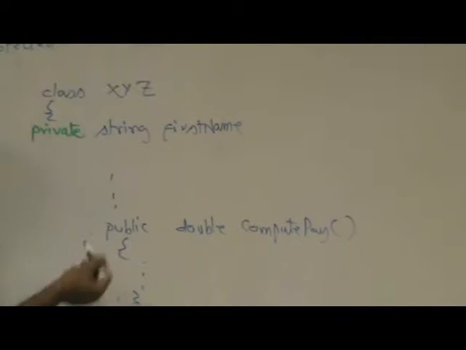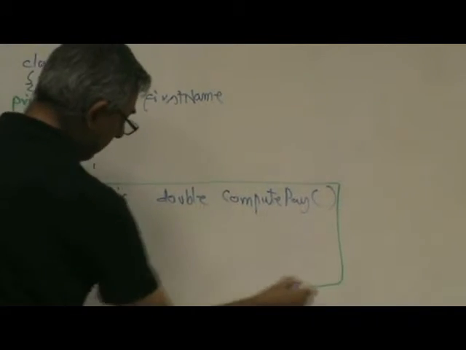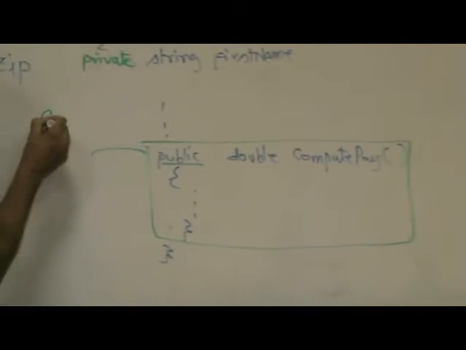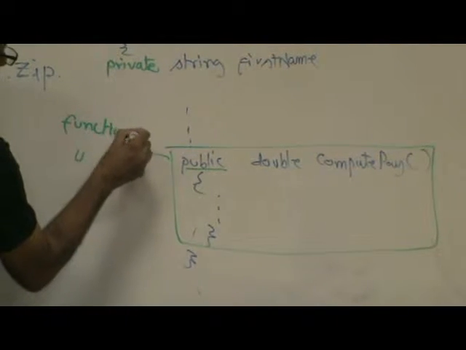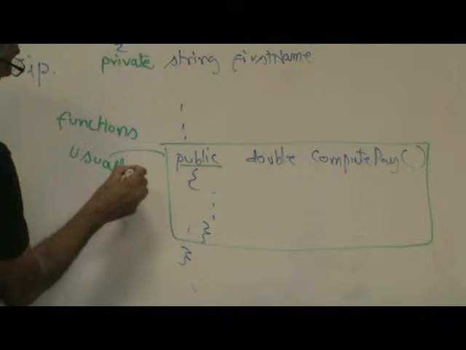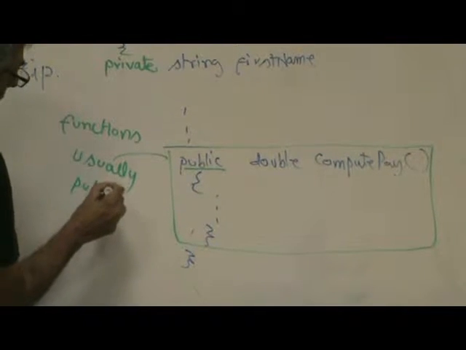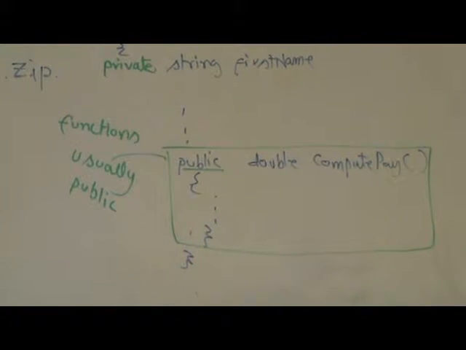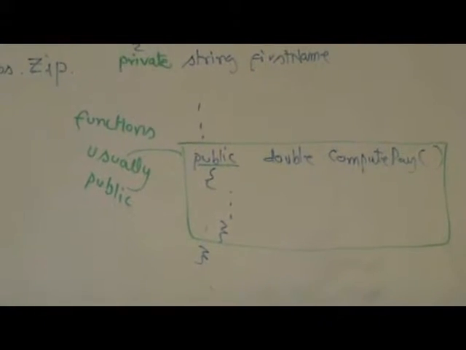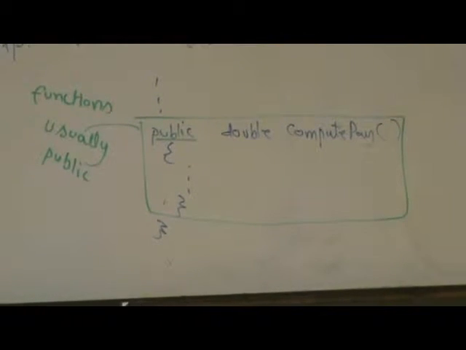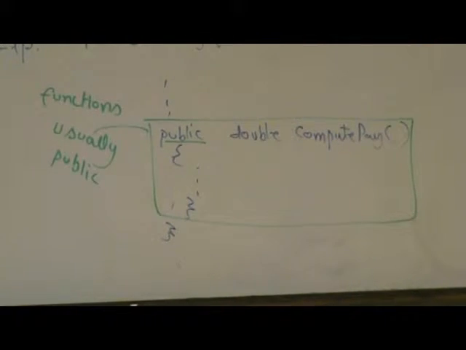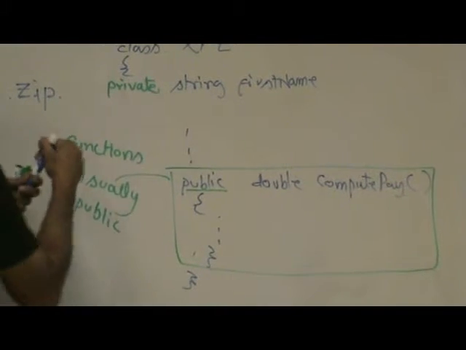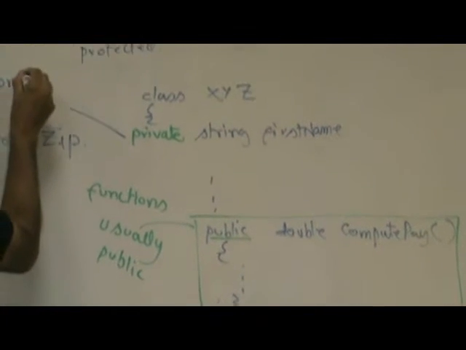Any method that we write, remember, method is another name for a function inside that class. Functions will usually be public, right? Sometimes, if we don't want a function to be available outside of the class, we will mark the function also as private. But most of the time, the data will be private inside the class, and the functions will be public. When do we mark something as protected?